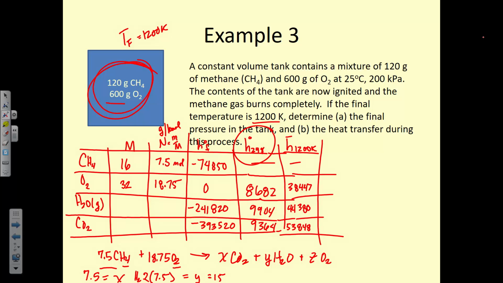And then we look at oxygen, so we have 18.75 on this side of the equation is equal to X plus Y over 2 plus Z. So we sub in X and Y, and we solve for Z is equal to 3.75. So we could rewrite our equation with the coefficients where X is equal to 7.5, Y is equal to 15, and Z is equal to 3.75.